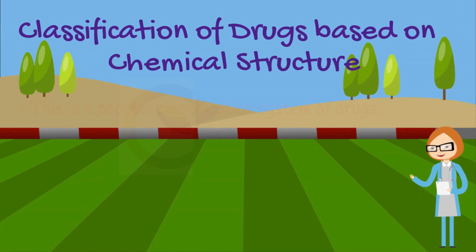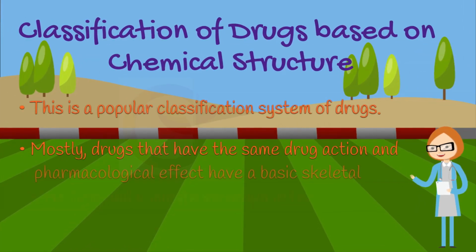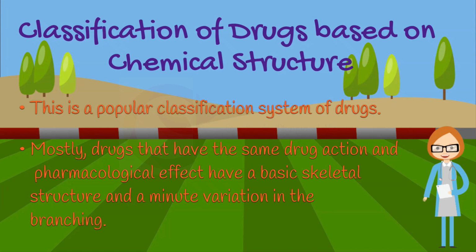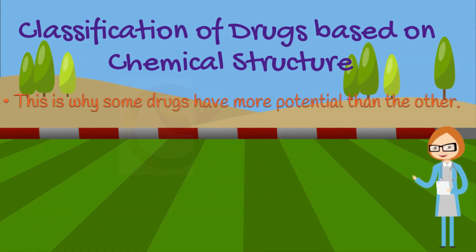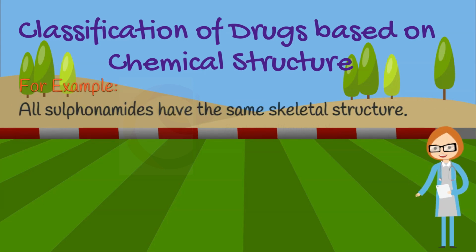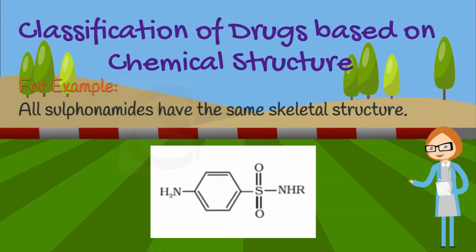Upcoming is classification of drugs based on chemical structure. This is a popular classification of drugs. Mostly, drugs that have the same drug action and pharmacological effect have a basic skeletal structure and a minute variation in the branching. This is why some drugs have more potency than the other. For example, all sulfonamides have the same skeletal structure and show antibacterial activity.